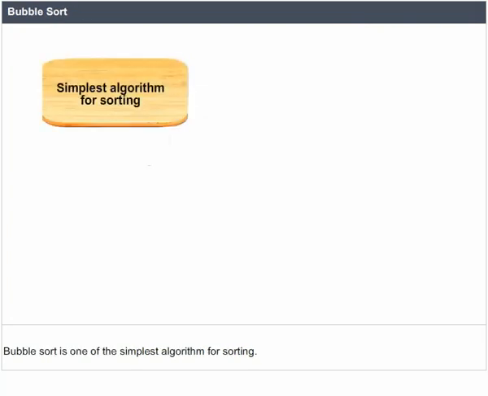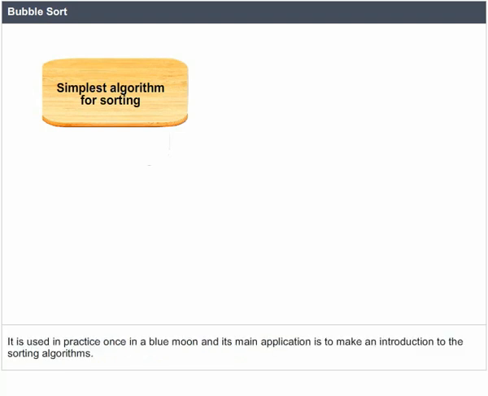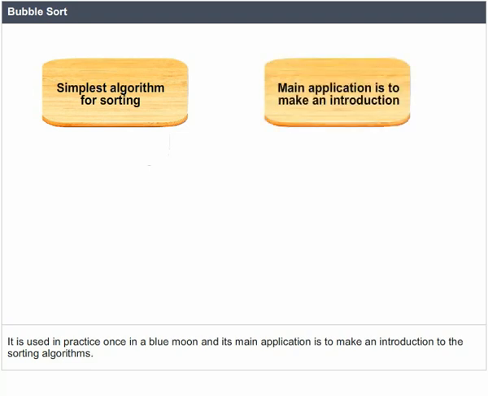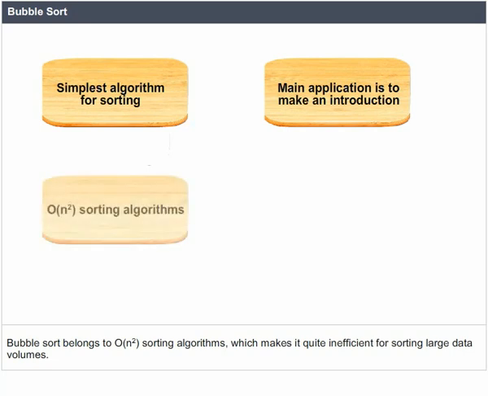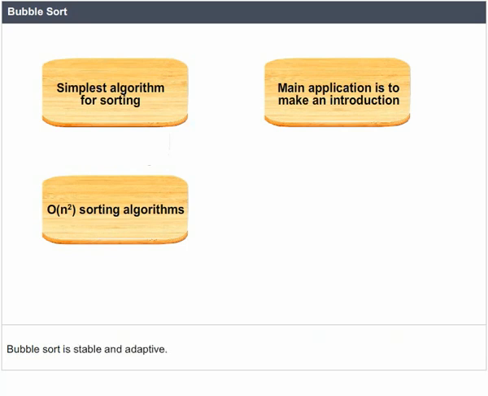Bubble sort. Bubble sort is one of the simplest algorithms for sorting. It is used in practice once in a blue moon, and its main application is to make an introduction to the sorting algorithms. Bubble sort belongs to O of n squared sorting algorithms, which makes it quite inefficient for sorting large data volumes. Bubble sort is stable and adaptive.